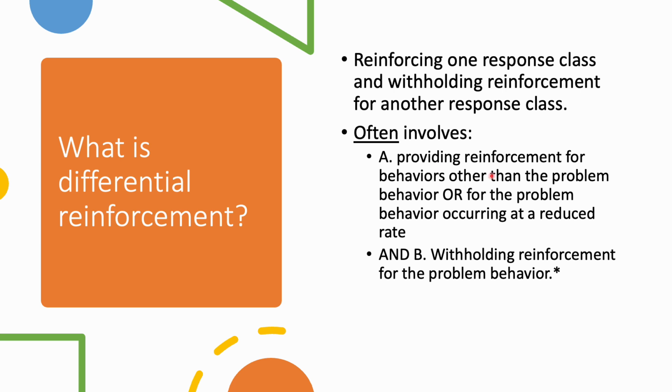And we are putting the maladaptive behavior or the problem behavior on extinction. That's generally what we're referring to. But there are different variations of differential reinforcement. So we're going to talk about all the different variations of differential reinforcement. And then hopefully, once we cover the different variations, this definition will make more sense to you all.